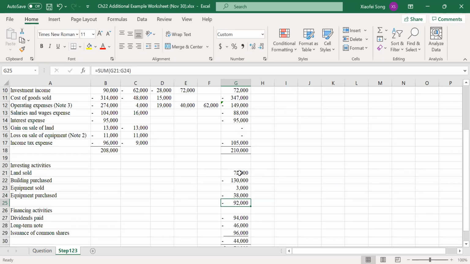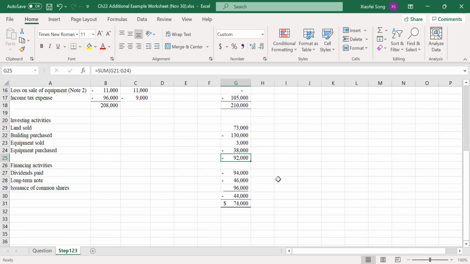Okay. So now I think we put everything in, and yes, I already had the functions inserted. So it was just a calculator for me already. So that's what we want, right? So that's exactly what we got. That's the change in cash. It's an increase of 74,000.